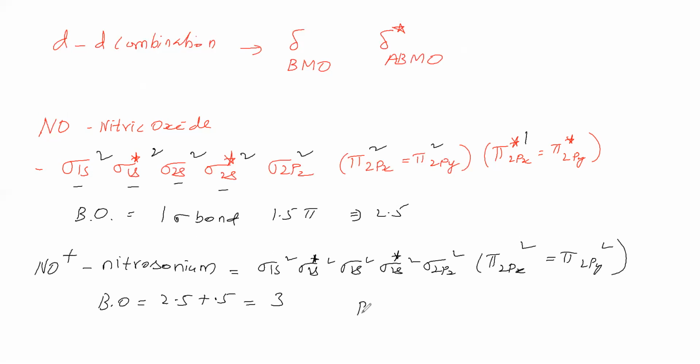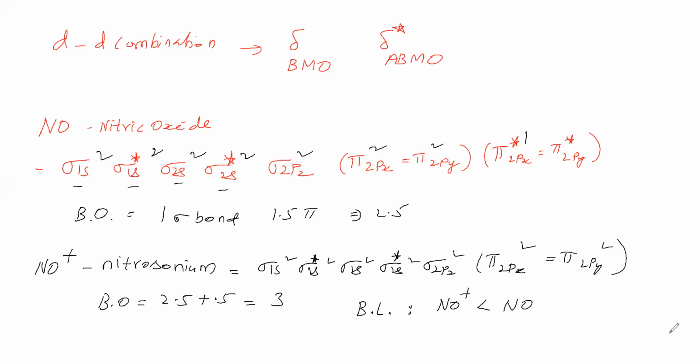Now, what is the bond length? Higher the bond order, lesser the bond length. So the bond order is high, so NO plus has a smaller bond length when compared to NO. NO plus has a higher bond order, therefore a lesser bond length.